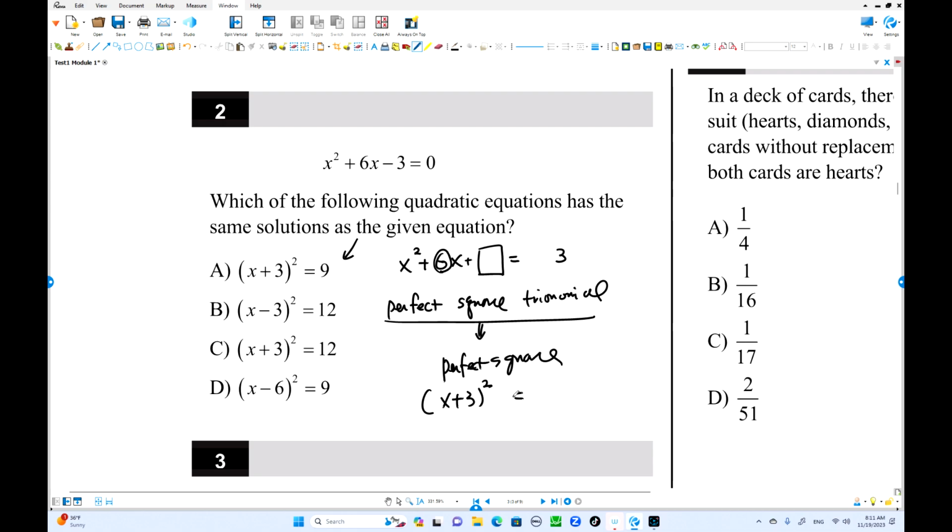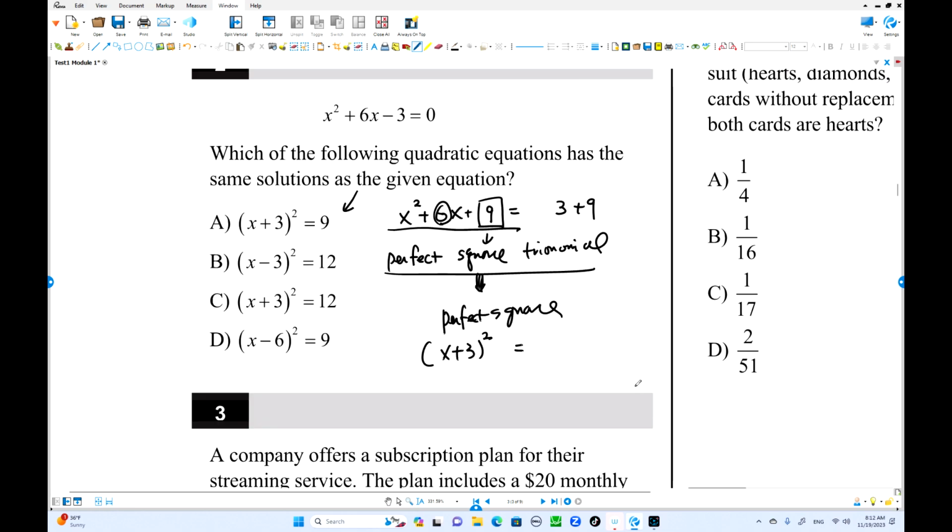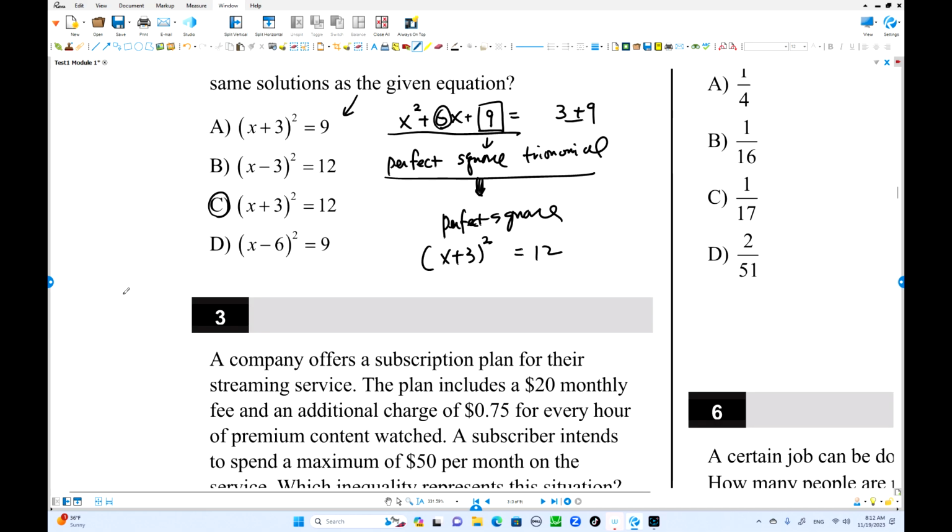They should be equivalent when you expand this: x squared plus 6x plus 9. We need the 9 to replace with the perfect square, so this is called a perfect square trinomial. When you add the 9, you have to add another number to the right. So this is a perfect square, this is 12. Take a look, so we have equivalent. Choice C is the answer.